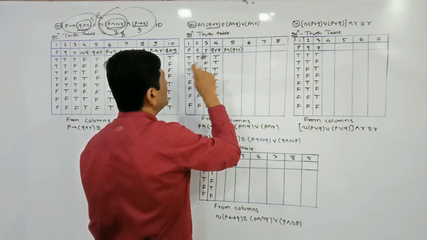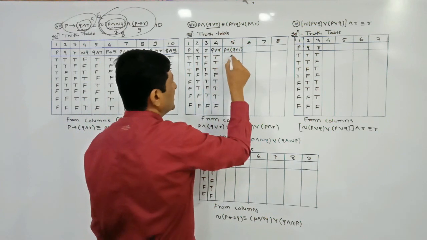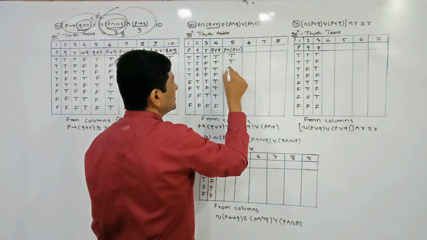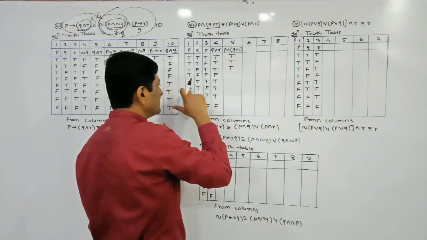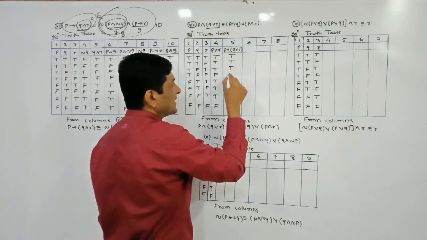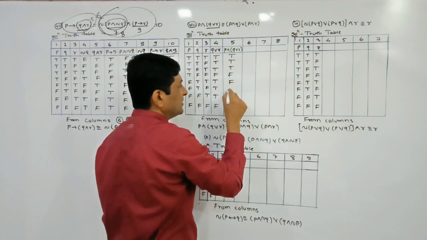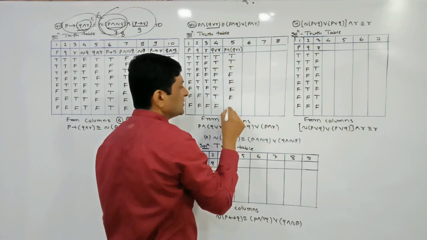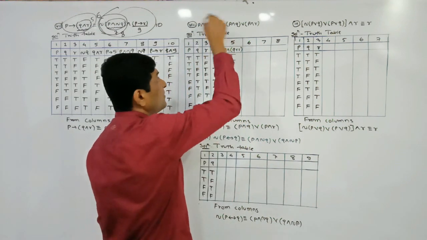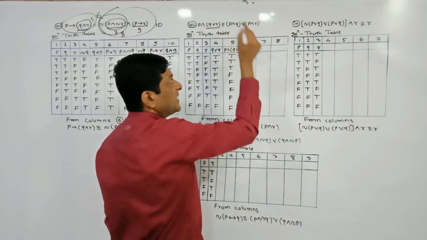So true, true means true, true, true. Then observe false, false, false, false, false. At least one statement is false, AND will be false. In this way, we have got the truth value of the first part. Now find out the truth value of the second part.